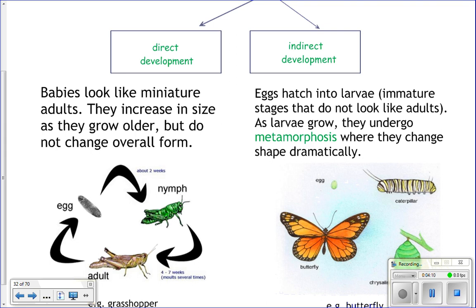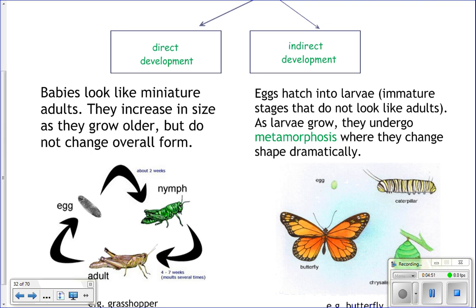So it grows. In indirect development, the egg hatches as a little larva, which is an immature stage, and it typically doesn't look anything like the adults. Then as the larva grows, it undergoes a process called metamorphosis, where it changes shape drastically, and the adult form looks nothing like the larval form. The most common example that we use for this is the butterfly. The butterfly undergoes metamorphosis, and you get a beautiful butterfly from an ugly-looking caterpillar. So they also have to be able to reproduce.